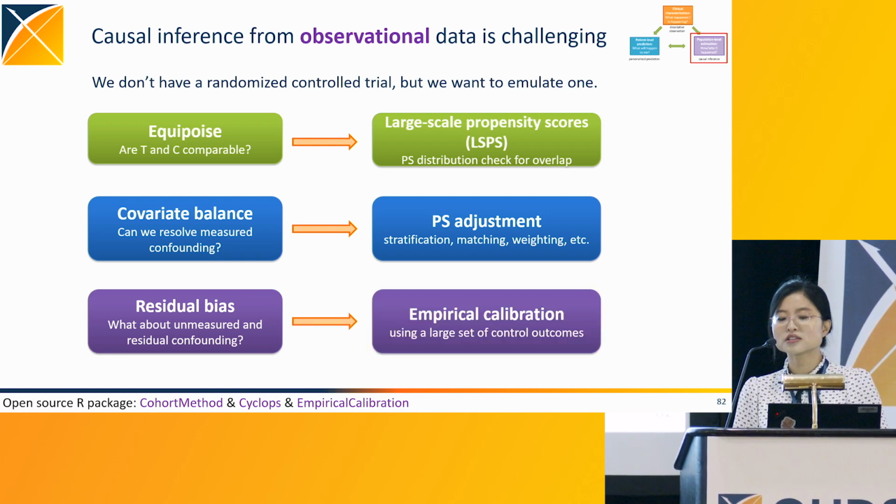But there's only so much one can do with available information. There would be information that we simply cannot measure or cannot observe. So there usually would be some sort of leftover or residual bias, no matter how hard we try to squeeze out of observed information. So what we additionally do is something called empirical calibration. We calibrate our causal estimates using an empirical approach.